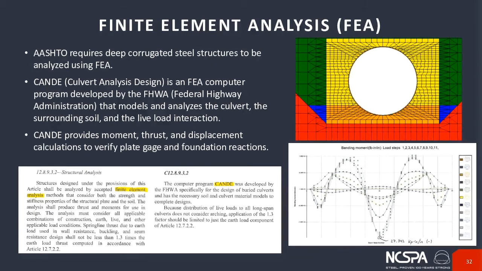So the first topic is finite element analysis. As Daryl pointed out, the NCSPA does not have a design methodology for deep corrugated steel, which is correct. However, if you reference AASHTO, it requires deep corrugated steel structures to be used with a finite element analysis, or FEA as it's more commonly known.